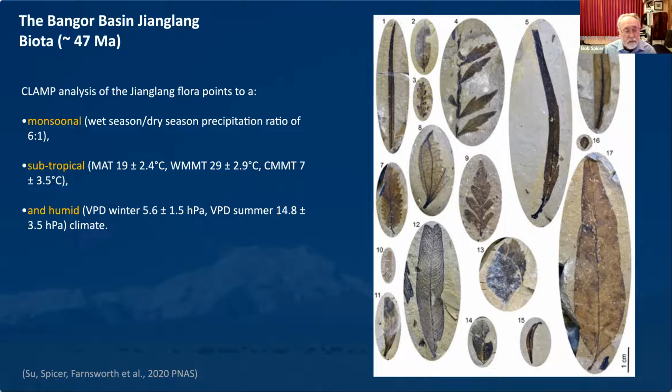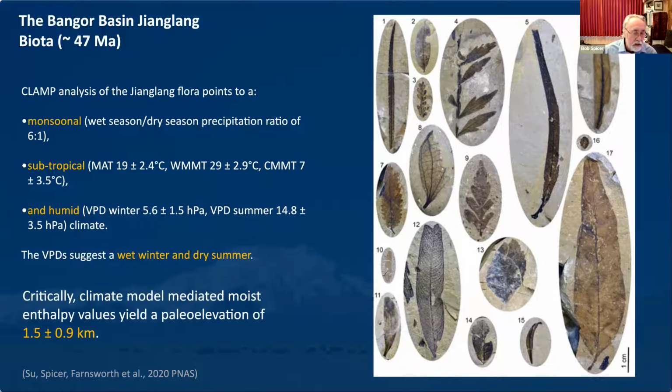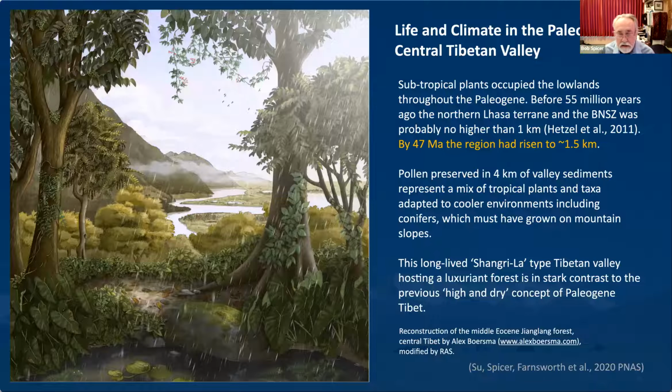And it was humid. The vapor pressure deficit in the winter was 5.6, and the summer was 14.8. So it shows the summer was a lot drier as far as the plants were concerned than the winter. It's a winter wet regime, not a summer wet regime. And when we do our moist enthalpy paleoaltimetry, what we get is an elevation of 1.5 kilometers plus or minus 0.9. Now this contrasts with the 4.5 kilometers which are obtained using the isotope method, at least the fractionation isotope method.